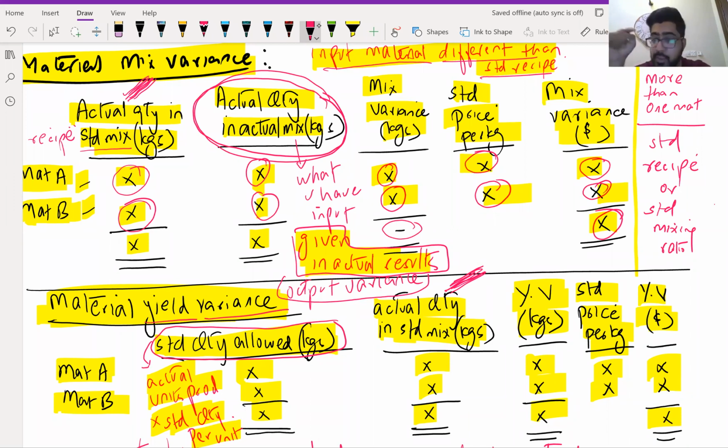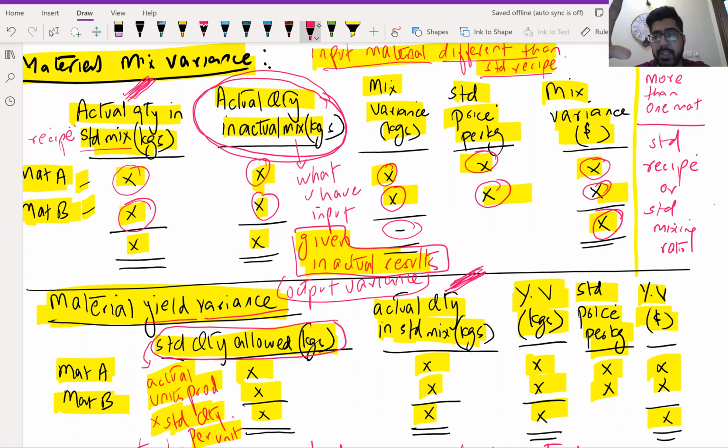So again, what is your job being a student? Learn the definition that mix variance occurs means input material. What you have input is different from the mix standard recipe, and output variance, yield variance, output different from budget. Format whatever materials, make the rules.